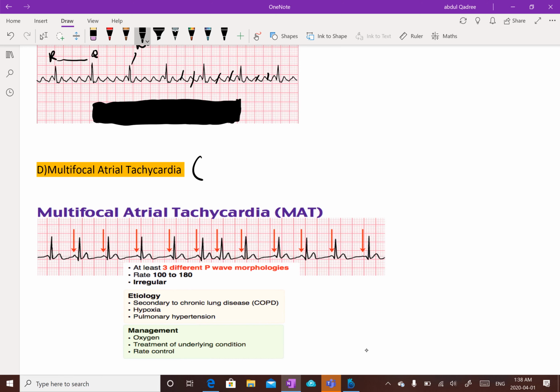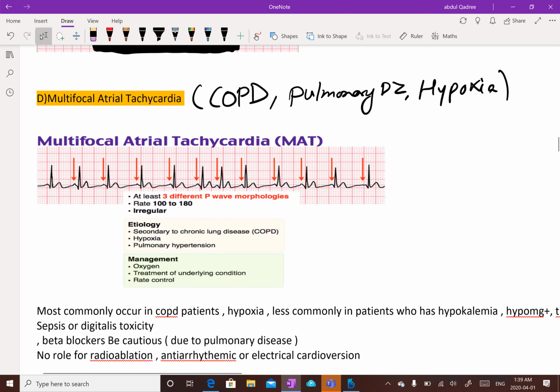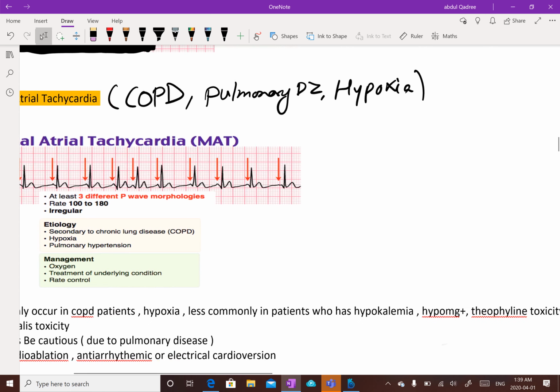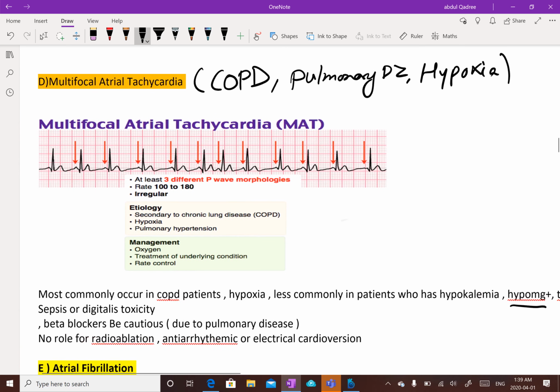Multifocal atrial tachycardia. If you guys remember, this is abnormal electrical activity in patients with COPD or pulmonary disease. Usually any pulmonary disease can possibly cause this. Pulmonary diseases like COPD, for example, hypoxic patients, sometimes even electrolyte abnormalities, for example hypokalemia and hypomagnesemia, can also cause this. Theophylline toxicity can also cause this. So you can remember that as multifocal atrial tachycardia.